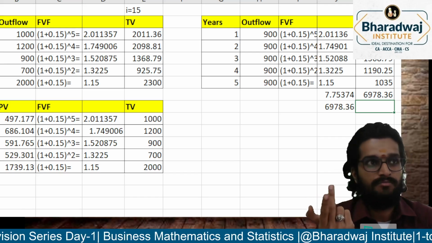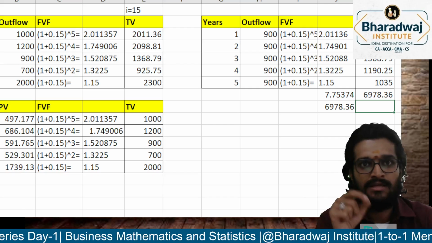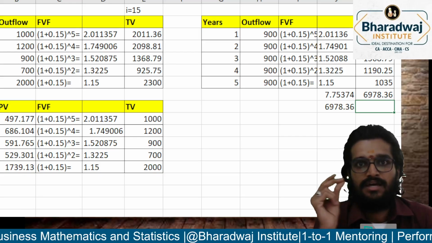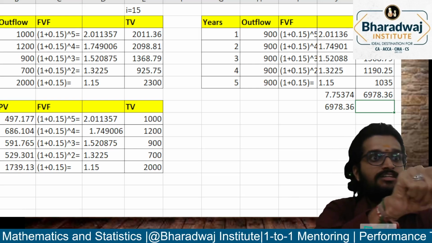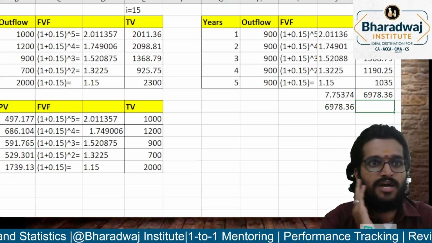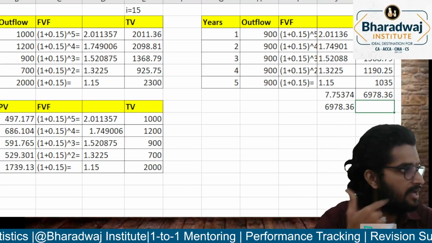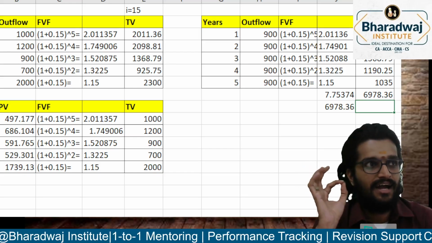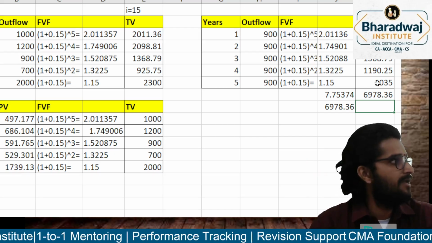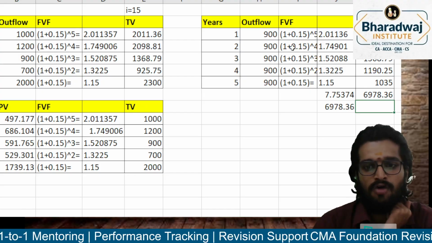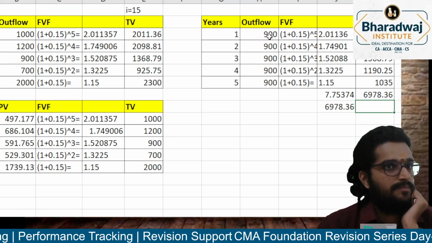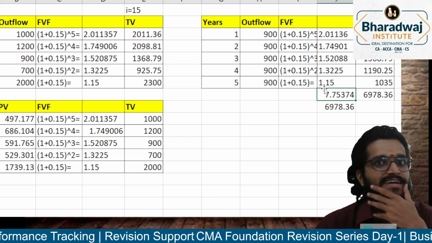Instead of finding the terminal value by individually multiplying the future value factor, if the investment is constant at a constant interval, say at the end of first year, second year, third year, fourth year, fifth year, or at the beginning of each year, then instead of separately multiplying and finding the total, just find the sum of all the factors and multiply it with the constant investment of 900.